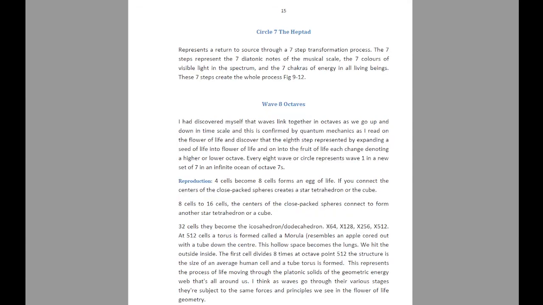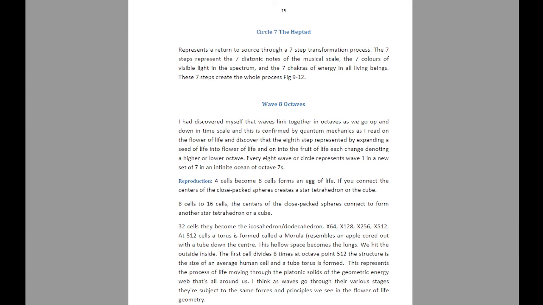Circle 7, the heptad, represents a return to source through a 7-step transformation process. The 7 steps represent the 7 diatonic notes of the musical scale, the 7 colors of visible light in the spectrum, and the 7 chakras of energy in all living beings. These 7 steps create the whole process. Figure 9-12. Wave 8, octaves.